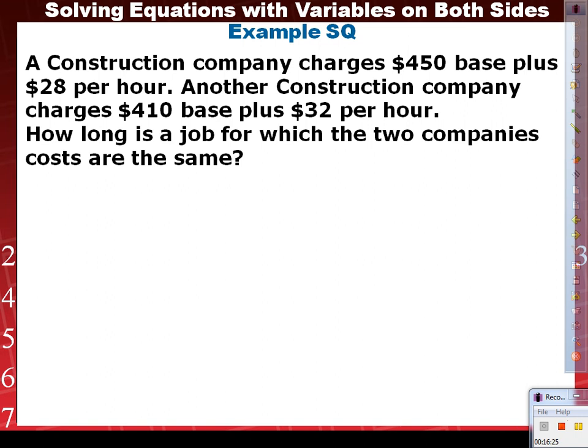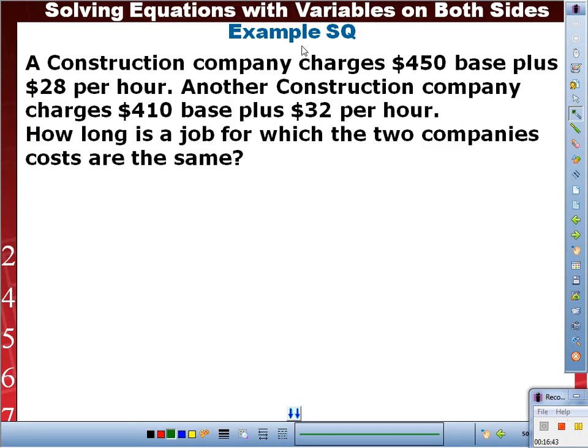Here we go. It says, a construction company charges $4.50 plus $28 per hour. Another construction company charges $4.10 plus $32 per hour. How long will it take for the job for the 2 companies to cost the same? So let's do this one together on your paper, right? Example super Q, you're not going to copy this. We're going to start from the table, okay?